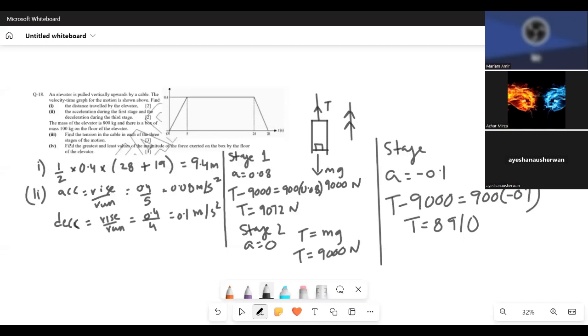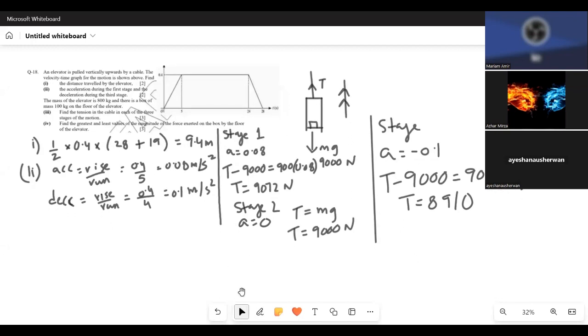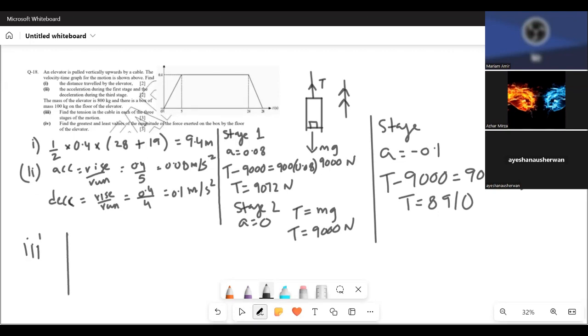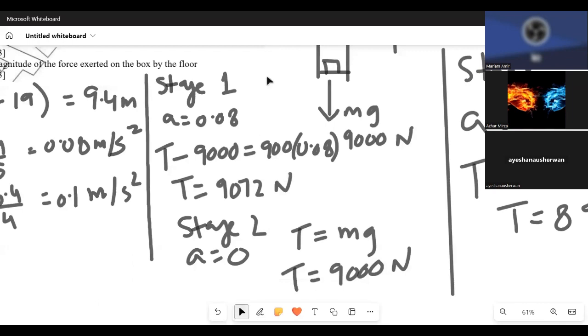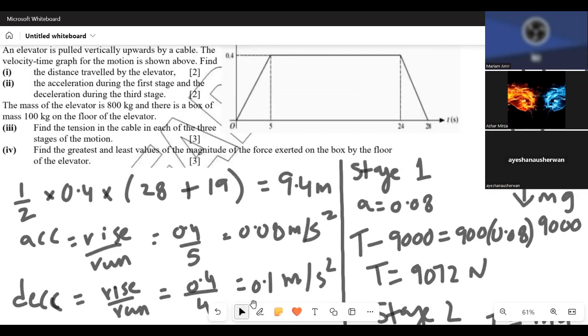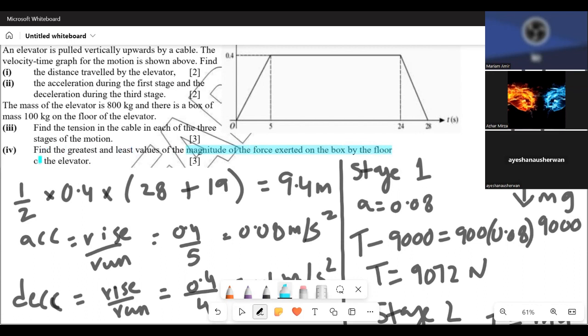Part four is find the greatest and the least values of magnitude of the force exerted on the box by the floor of the elevator. Okay. Part three. Find the greatest and the least value of the magnitude of force exerted on the box by the floor of the elevator. Which force are they talking about, by the way? Let me zoom in to show you guys the question. Which force is being talked about here? Find the greatest and the least value of the magnitude of the force exerted on the box by the floor of the elevator. What force does a floor exert on an object?